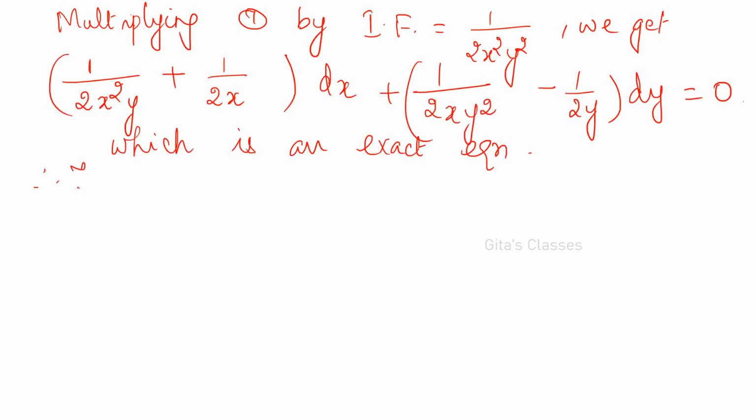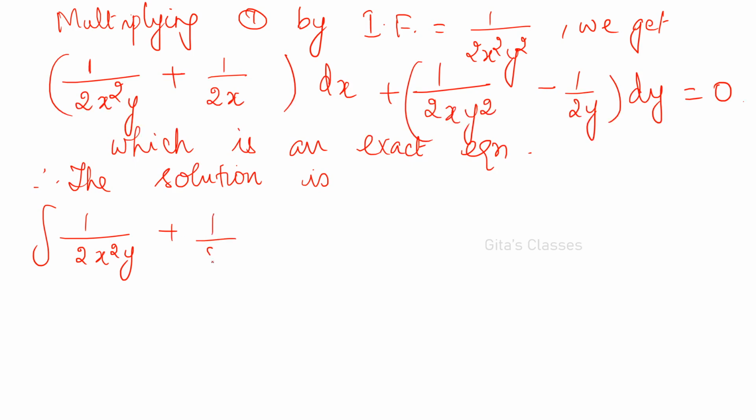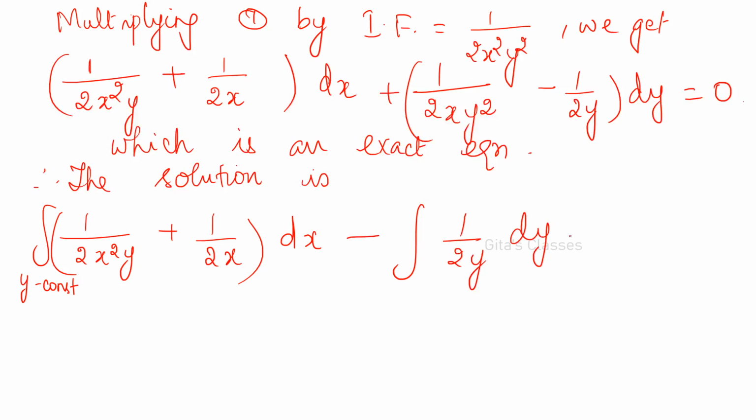Therefore, the solution is integral of M dx, so (1 by 2x squared y plus 1 by 2x) into dx, keeping y as constant, plus integral of terms of N not containing x. It is only minus 1 by 2y into dy is equal to constant. This is the solution. If it is exact, we know how to do that, right?